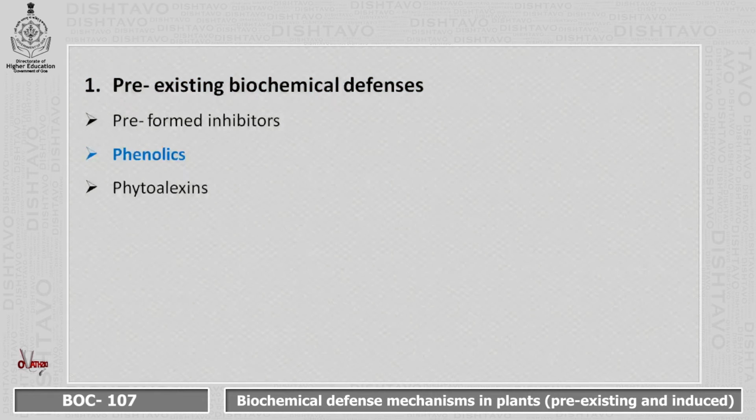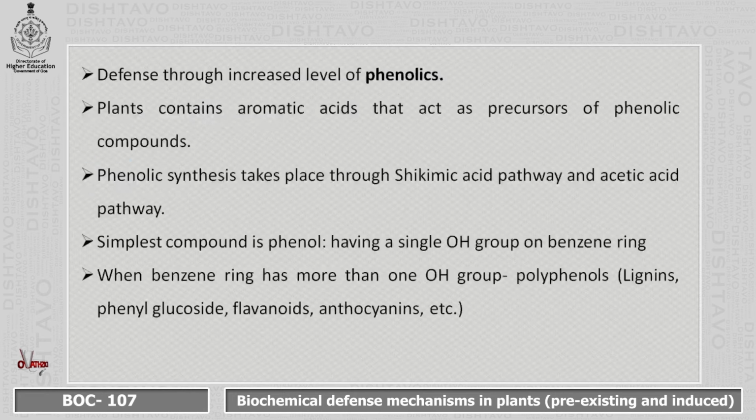The next part of the pre-existing biochemical defenses is the phenolics. Defense through increased level of phenolics is another type wherein the plant contains aromatic acids that act as precursors of phenolic compounds. Phenolic synthesis takes place through the shikimic acid pathway and the acetic acid pathway. These are the simplest compounds, which have a single OH group on the benzene ring. When the benzene ring has more than one OH group, they are polyphenols such as lignins, phenyl glucosides, flavonoids, anthocyanins, etc.